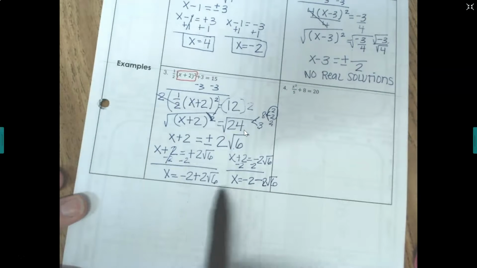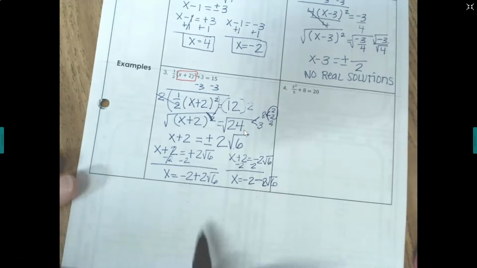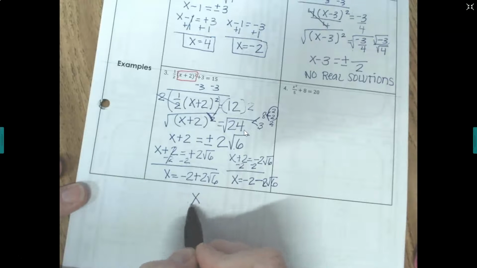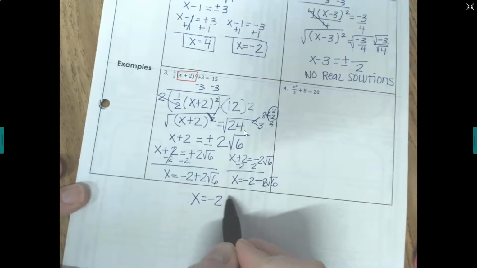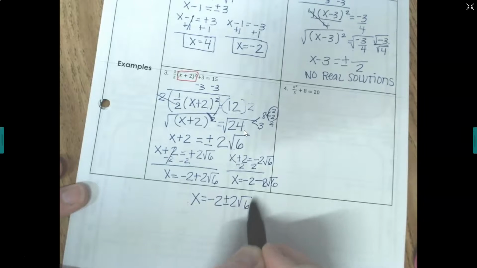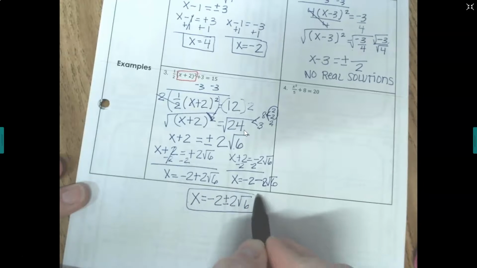Now, you'll notice they're exactly the same except for the signs, so often you will not see them written side apart like that. You're going to see this written as negative 2 plus or minus 2 root 6. This is the preferred method of writing this.